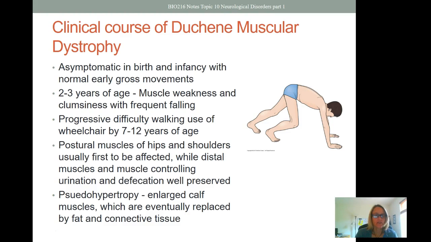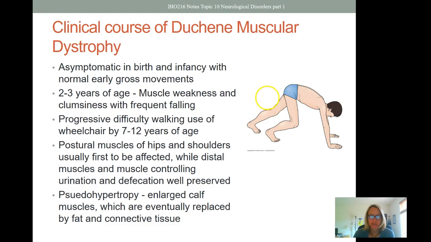If we look at the clinical course of Duchenne muscular dystrophy, it's asymptomatic at birth and infancy, and they have normal early growth and movements. But around 2 to 3 years of age, they start having muscle weakness and clumsiness with frequent falling. They have progressive difficulty walking and end up using a wheelchair, usually by age 7 to 12 years of age.